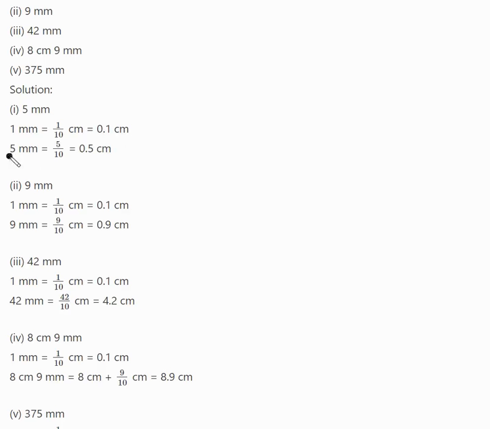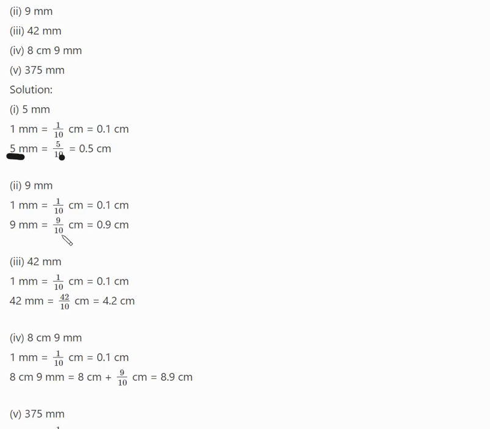So, we have to convert 5 millimeter. We have to divide this 5 by 10. 5 by 10, so 0.5. In the denominator, we have 10, so after a digit, we have to keep a decimal point. So, we'll get the answer 0.5. Right? Next, 9 millimeter.